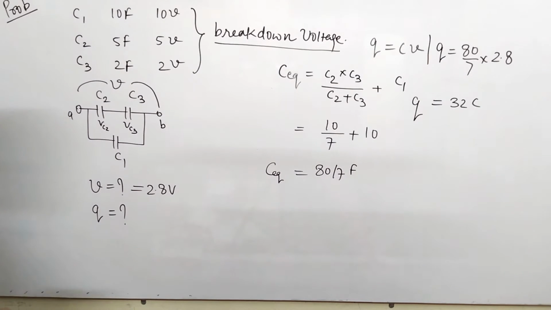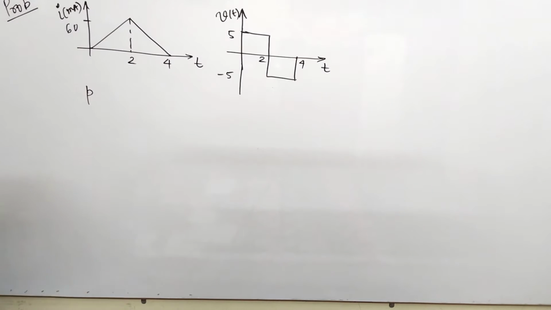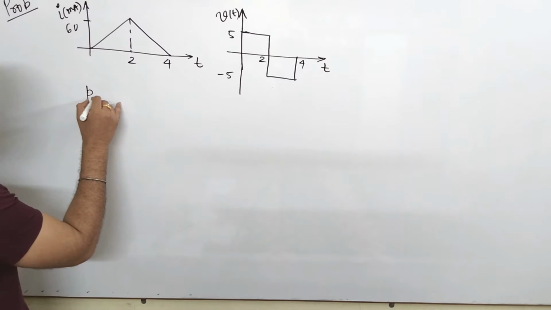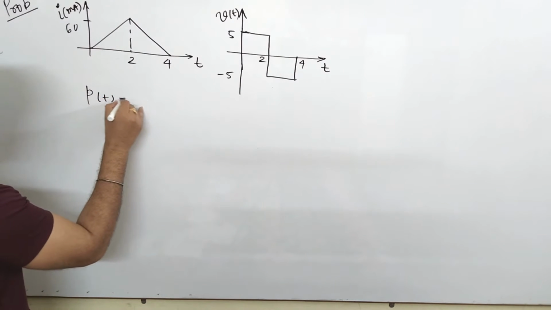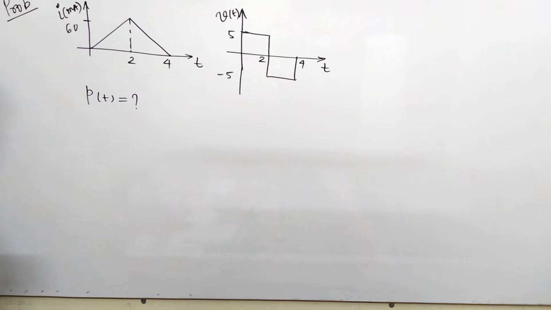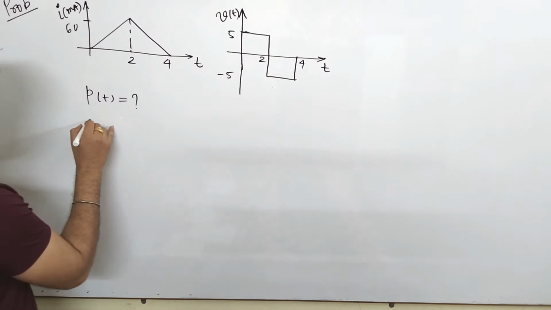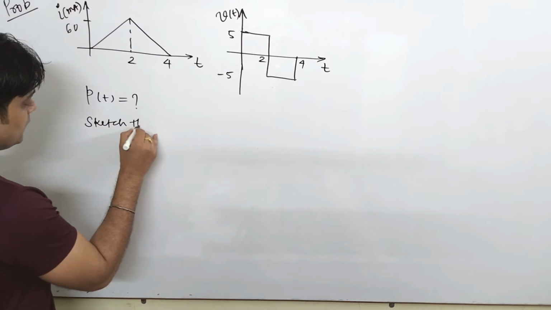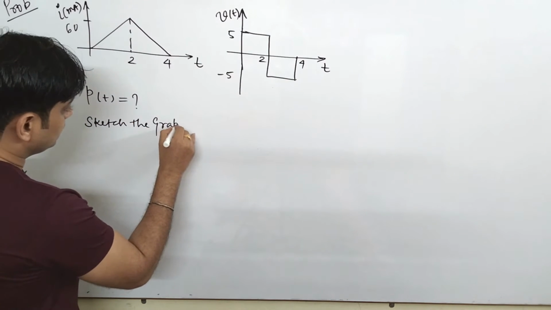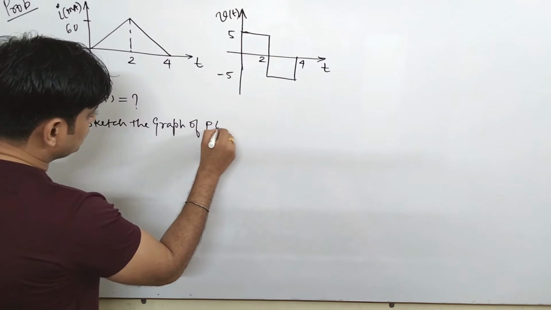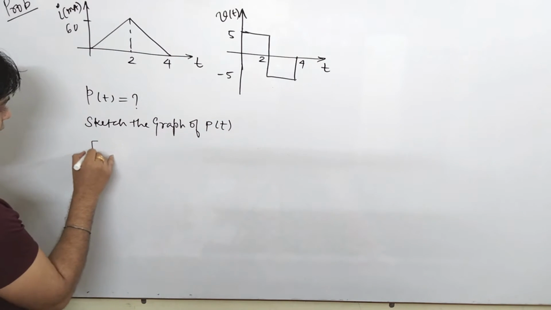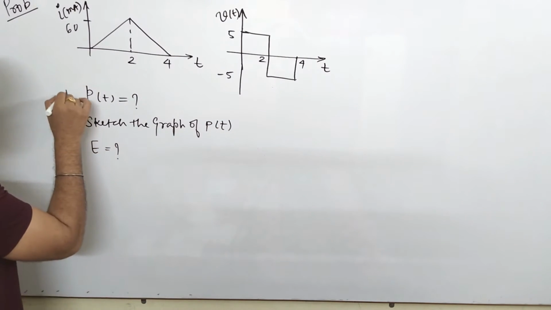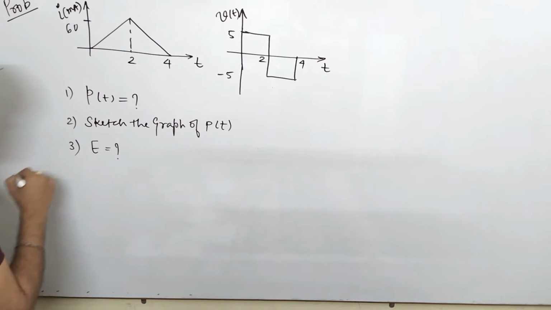Okay, so this is one problem asked in GATE. You have to find the power P(t), and then you have to sketch the graph of P(t), and then you have to find the energy. So this is first, this is second, this is third. Very important problem.